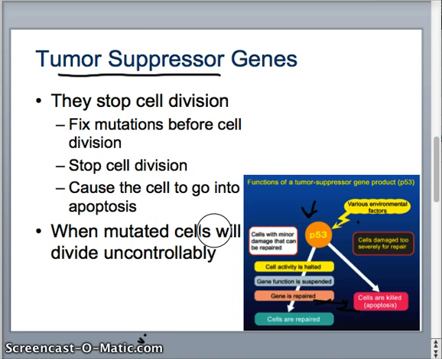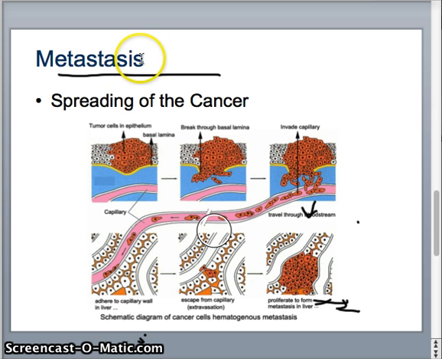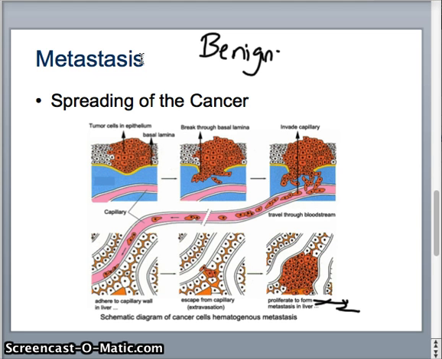Our next thing here is metastasis. Metastasis is cancer spreading. Cancer can be malignant or it can be benign, and benign isn't even really cancer. Benign is just a tumor, and sometimes it can cause problems, but generally it's just going to sit there and it's not a big deal.